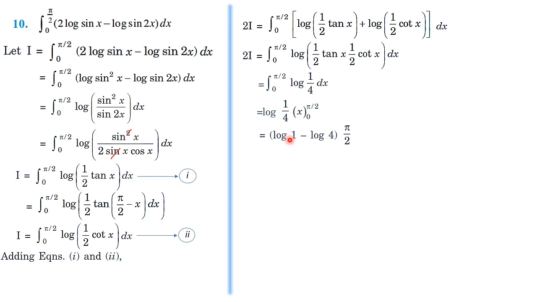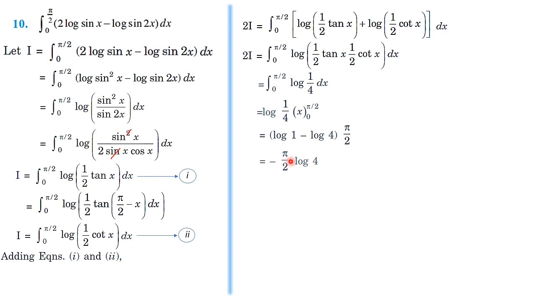So log here, when we apply the quotient rule, log a by b is log a minus log b. Log 1 by 4 we can write as log 1 minus log 4. Then when we apply the limit, upper limit minus lower limit. Upper limit is pi by 2 minus 0, which is pi by 2. So log 1 minus log 4 into pi by 2. Now log 1 we know is 0. So 0 minus log 4 is minus log 4. So minus log 4 into pi by 2, that is pi by 2 log 4.